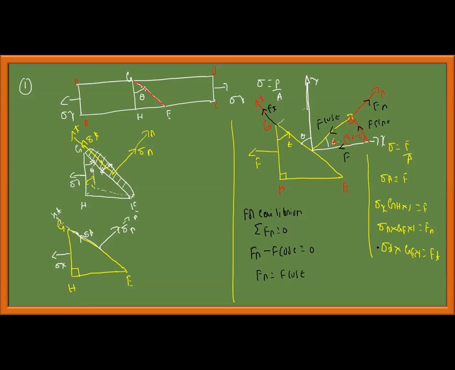Now F of n I will represent in terms of stress: sigma n into G E is equal to F, which is sigma x into G H into cos theta. Have you understood this up to here? If you understood this, everything is simple. Everything holds the same. The concept is the same.